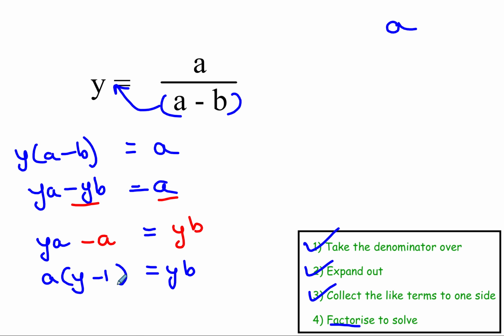And then the final step is to shift the entire bracket to the other side. So yb over this y minus 1. And that's what a is equal to. And now we've successfully made a the subject.